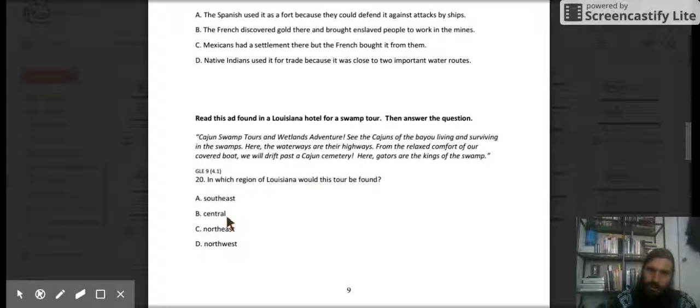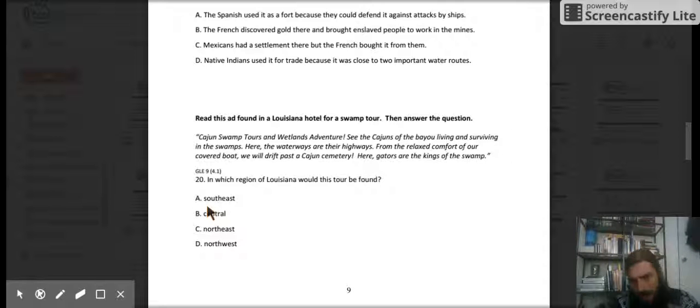Southeast, Central, Northeast, Northwest. Now, don't let the East and West fool you. I know that North Louisiana has forests and hills, South Louisiana has swamps. If I just know that, then I know it's Southeast. So number 20 is A, the Southeast.